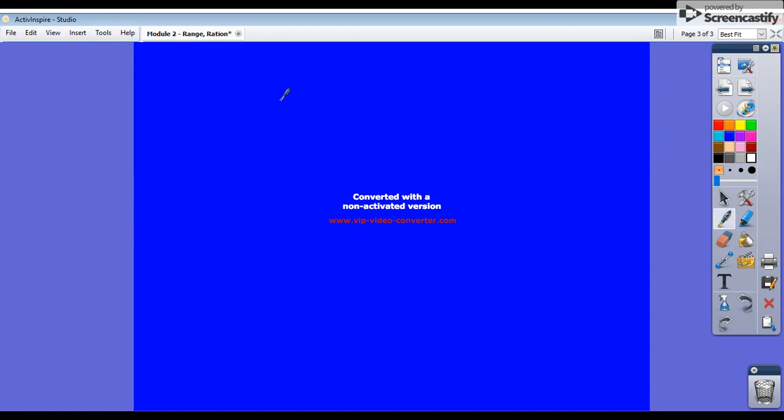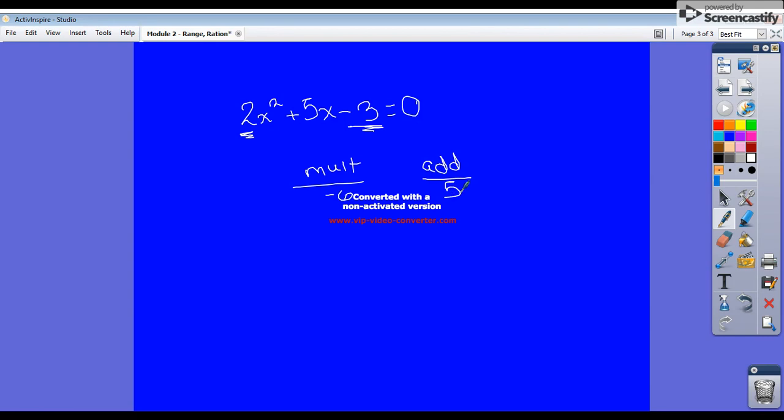So from here, I have 2x squared plus 5x minus 3 equals 0. You could use the quadratic formula, you could factor. For me, I like factoring, so I'm going to take the first number times the last number, and I need two numbers that multiply to be negative 6 and add up to be the middle number, which is 5. So those two numbers are going to be positive 6 and negative 1, because if I add them up, I get 5, and if I multiply these two numbers, I get negative 6.